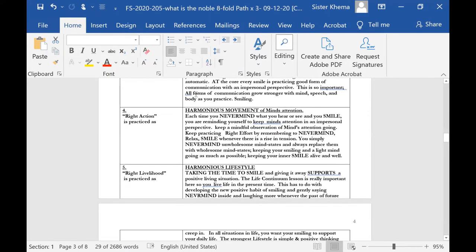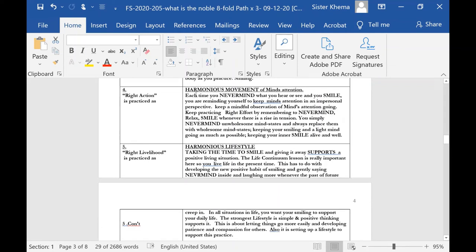Okay, number four, harmonious movement of mind's attention. Right action is that first way of looking at this, talking about just the actions you do broadly in life, but it's unwise to be doing that, to just react, and you get in trouble that way. So we're talking about harmonious movement one more level up. The movement of mind's attention. So we're taking you up a notch in how we're asking you to think about this Eightfold Path.